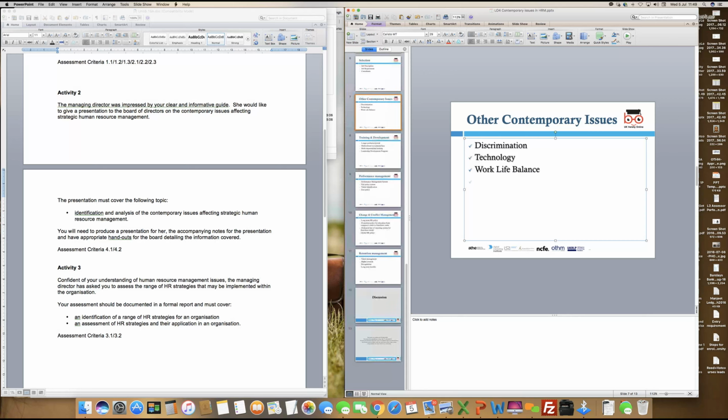What about bullying and harassment? Is it coming under discrimination as well? Bullying and harassment, yes. So this is an issue which will come under, say, for example, legislation. Discrimination will be a generic one under which you can put sexual discrimination. I could put that under bullying and harassment.